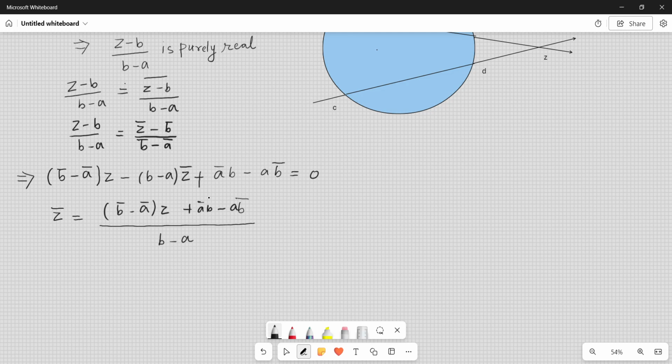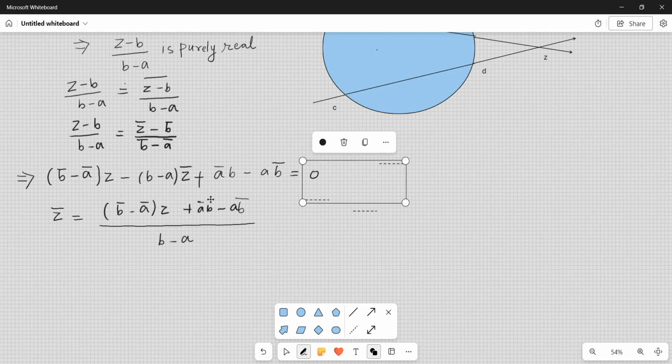Similarly, on similar lines, if I take the points C, D and Z, they are collinear, right? They are collinear.